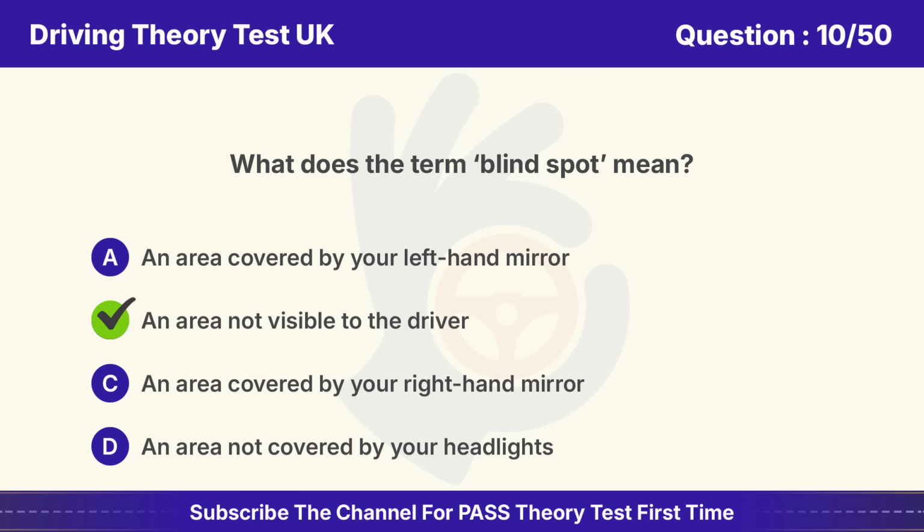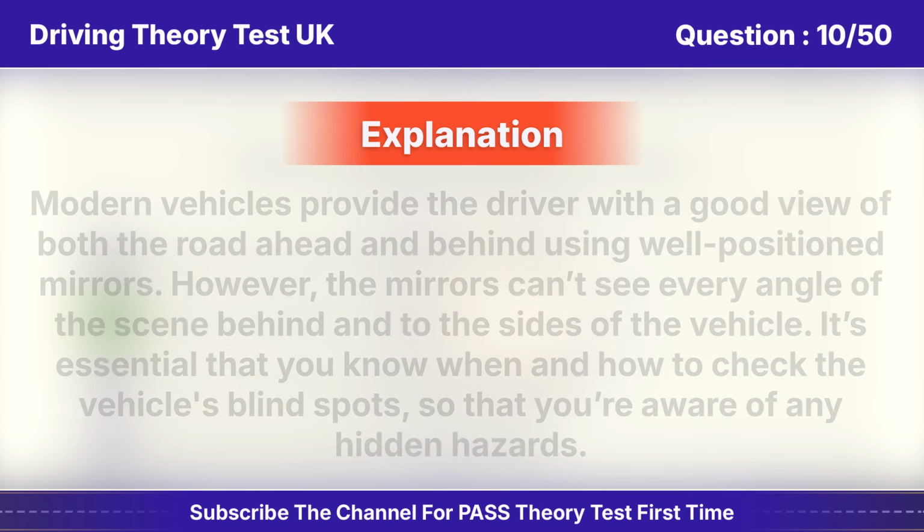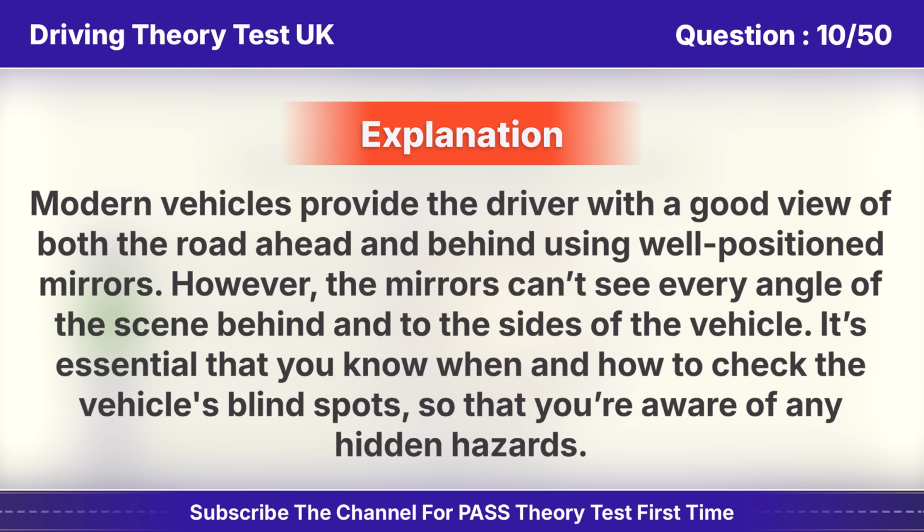Answer is B. An area not visible to the driver. Modern vehicles provide the driver with a good view of both the road ahead and behind using well-positioned mirrors. However, the mirrors can't see every angle of the scene behind and to the sides of the vehicle. It's essential that you know when and how to check the vehicle's blind spots, so that you're aware of any hidden hazards.